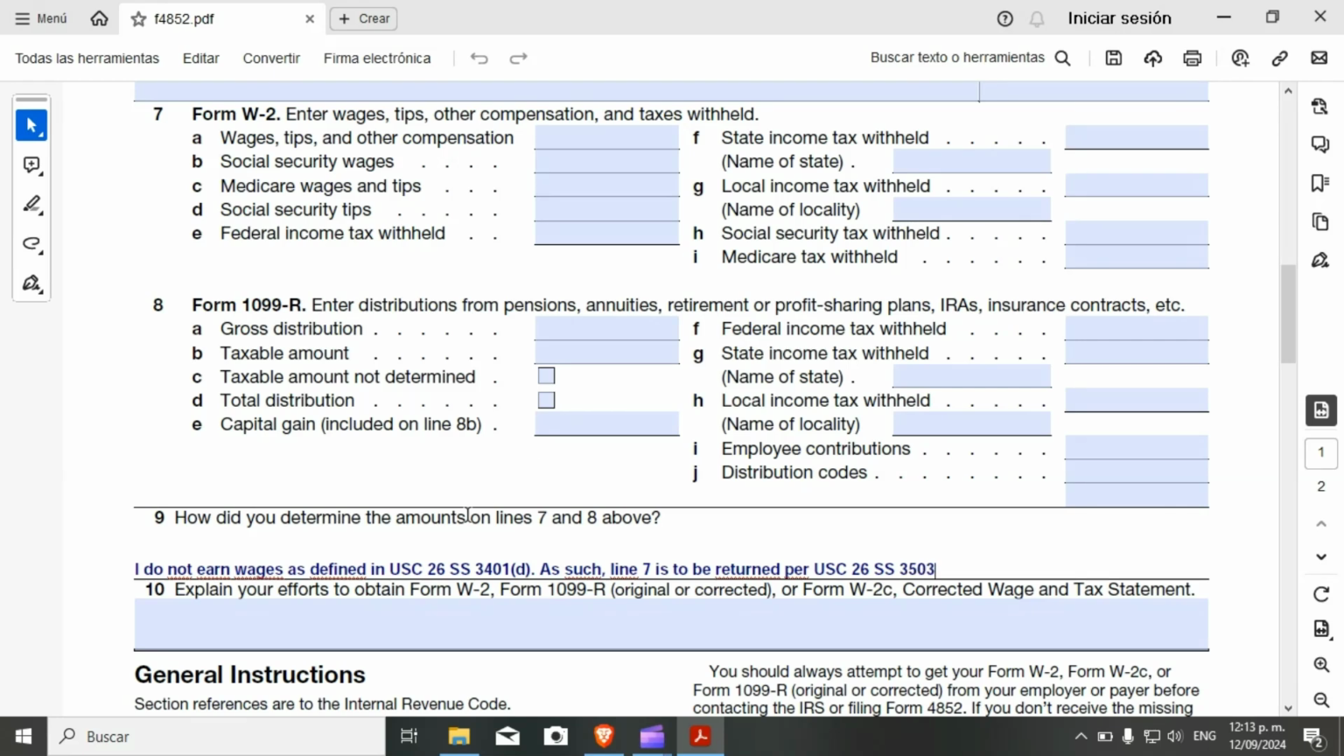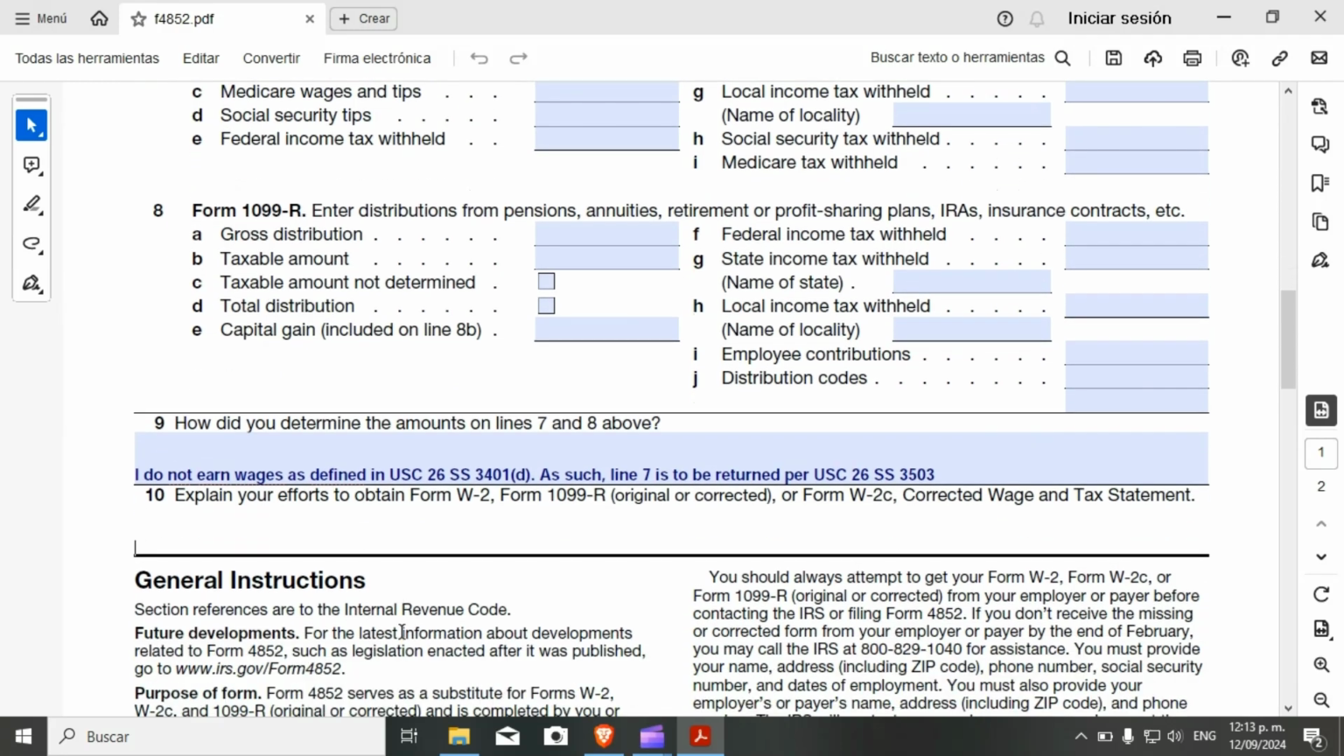And then explain your efforts to obtain your W-2. You can say sent them a message, requested from human resources or requested from supervisor, either way. And then that's it, pretty much. You would send this in with your 1040, and that would be it. Then you can file your forms, and we'll see you on the next video.